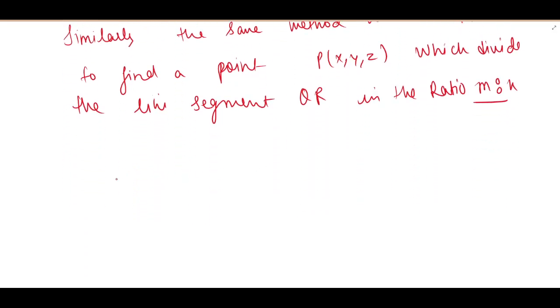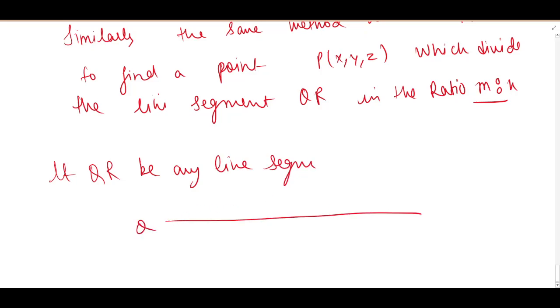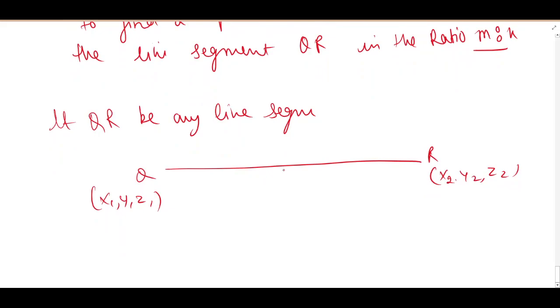So let QR be any line segment such that point Q has coordinates x1, y1, z1 and point R has coordinates x2, y2, z2, and let the point be P(x, y, z), which divides QR in the ratio m:n.